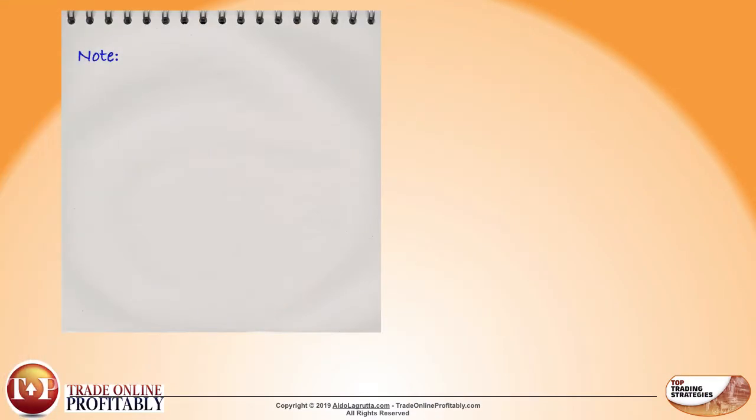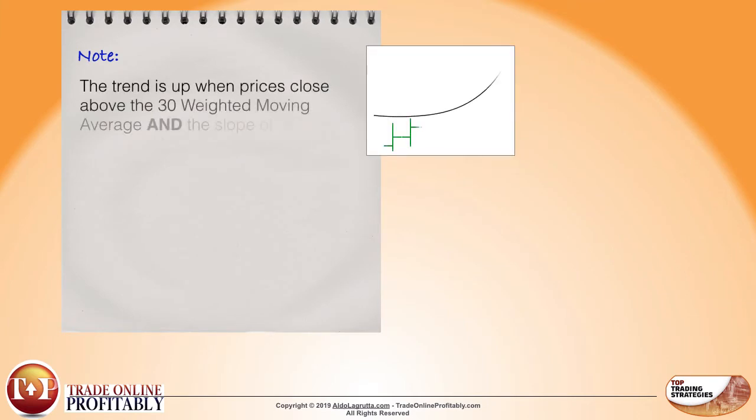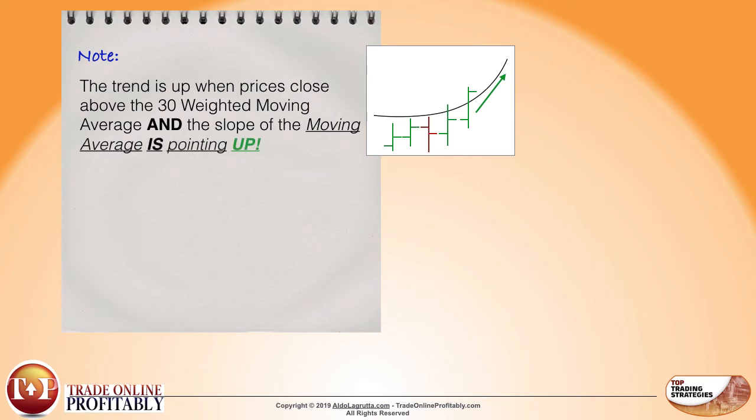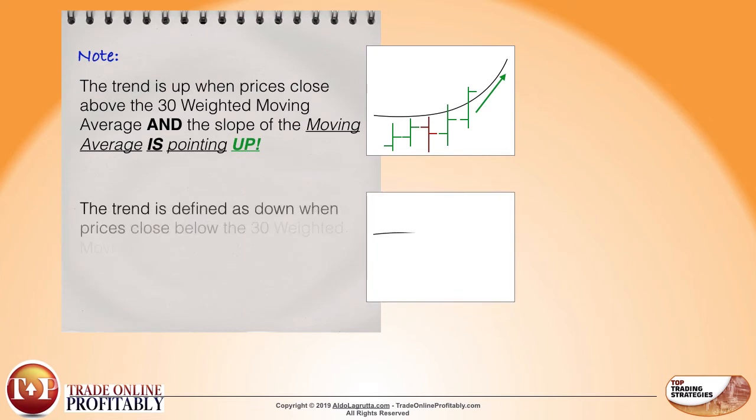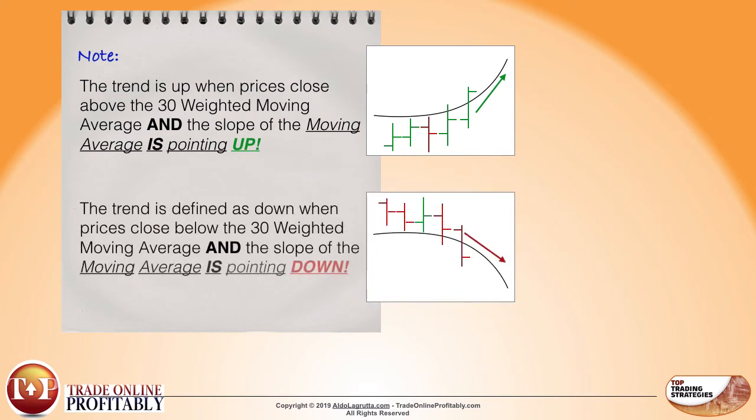Now, this is very important to take note of. The trend is up when prices close above the 30 weighted moving average, and the slope of the moving average is pointing up also. It must be pointing up as well. The trend is defined as down when prices close below the 30 weighted moving average, and the slope of the moving average must be pointing down as well.